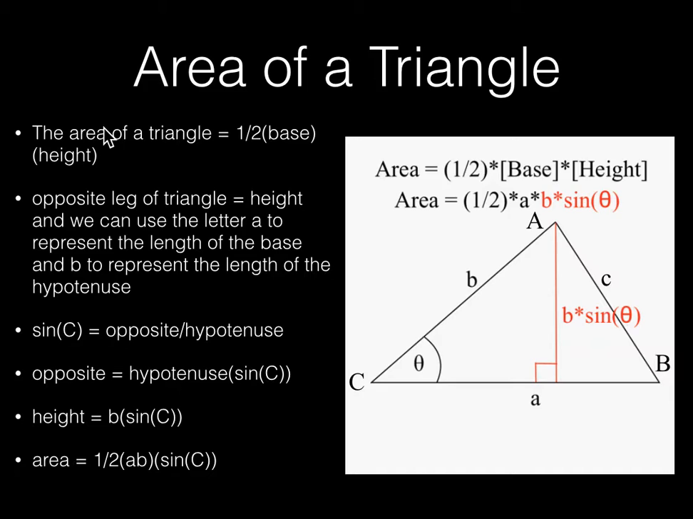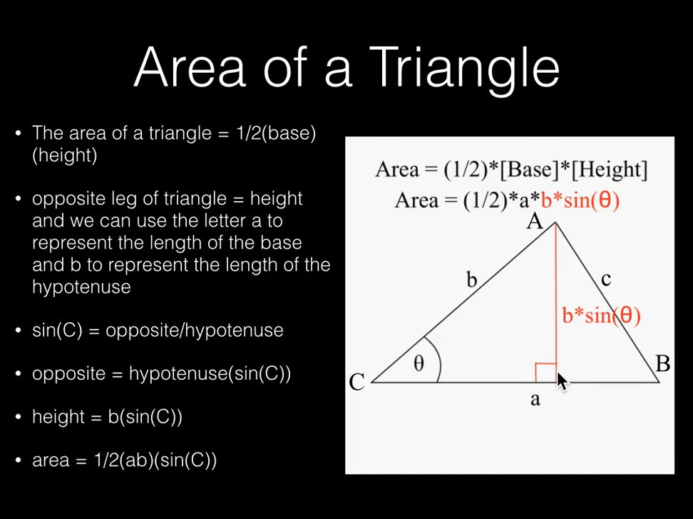So next, we have the area of a triangle, and basically, here's the proof for that. You know from your previous geometry experience that the area of a triangle is equal to 1/2 of base times height. And here we're constructing a right triangle within an acute triangle, and the opposite leg of the right triangle is equal to the height of the acute triangle.